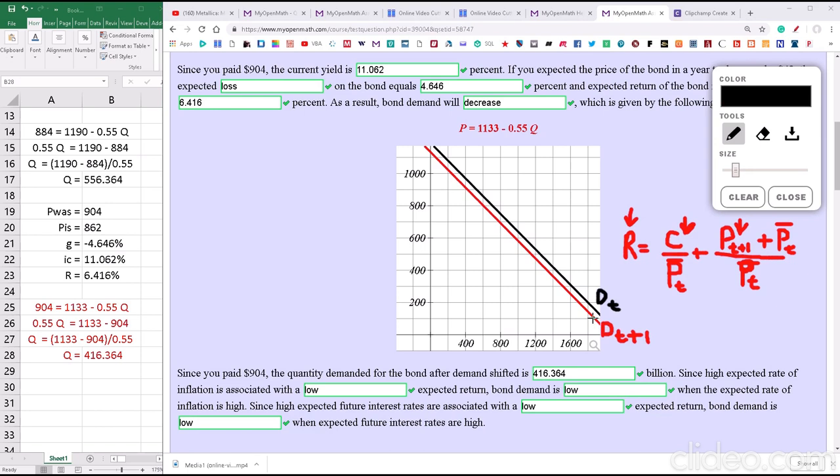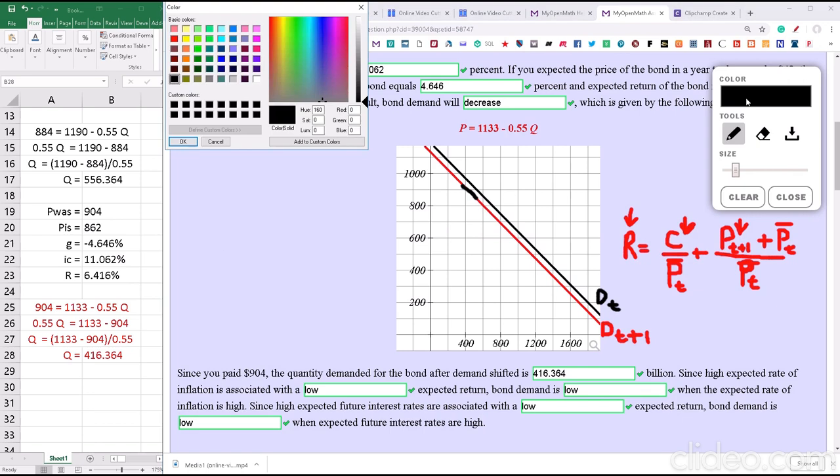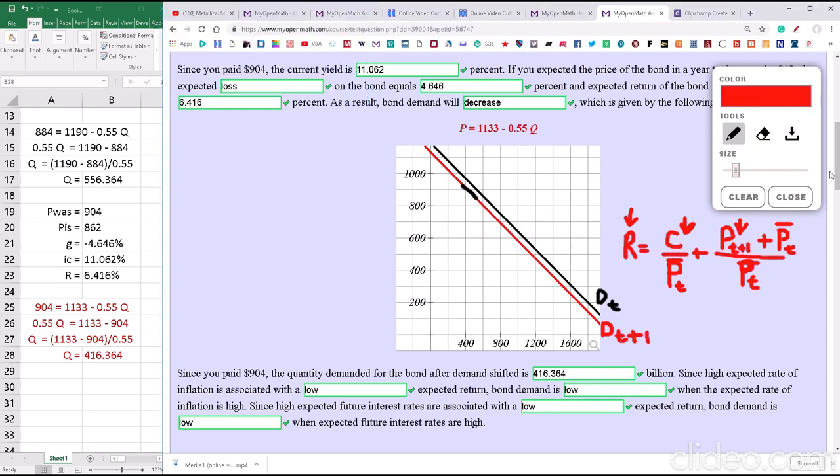So I've labeled this red curve here the future demand. T is today, and this is in the future, 1 year into the future. And the black line is today's demand. So if you expect the price of the bond to fall in the future, let me change that color back to red and erase this.